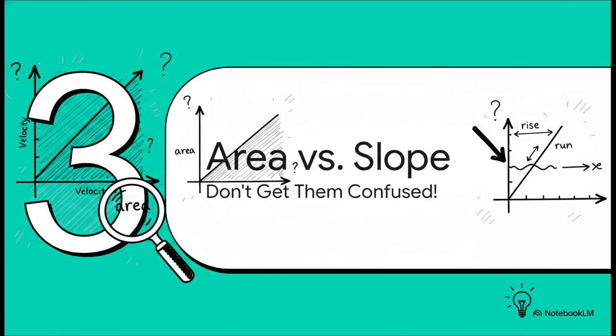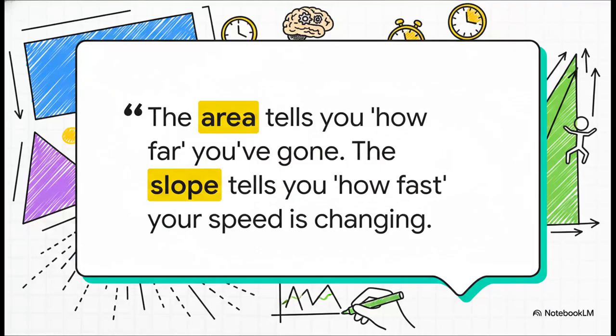Okay, section 3, area versus slope. And I need you to listen closely here, because this is the number one mistake people make. It's so easy to get them confused. So let's make sure we nail down the difference between the area under the graph and the slope of the line itself. Here it is. This is the phrase you need to burn into your memory. The area tells you how far you've gone. The slope, how steep the line is, tells you how fast your speed is changing. In other words, your acceleration.